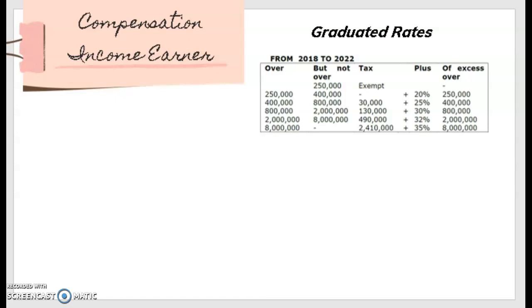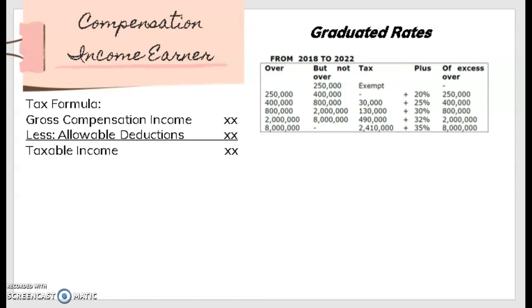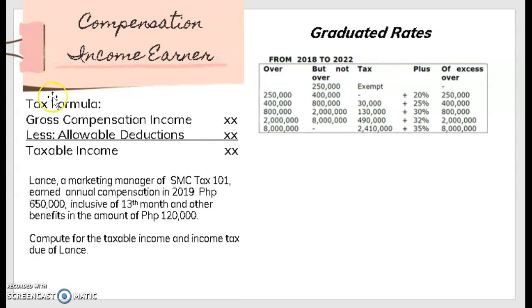So now, taxable income for compensation earners is the gross compensation income less non-taxable income or benefits such as, but not limited to, the 13th month pay and other benefits, such as the de minimis benefits and employees' share in the statutory contributions and union dues. So we have here sample problem number 1. Let's read sample problem number 1.